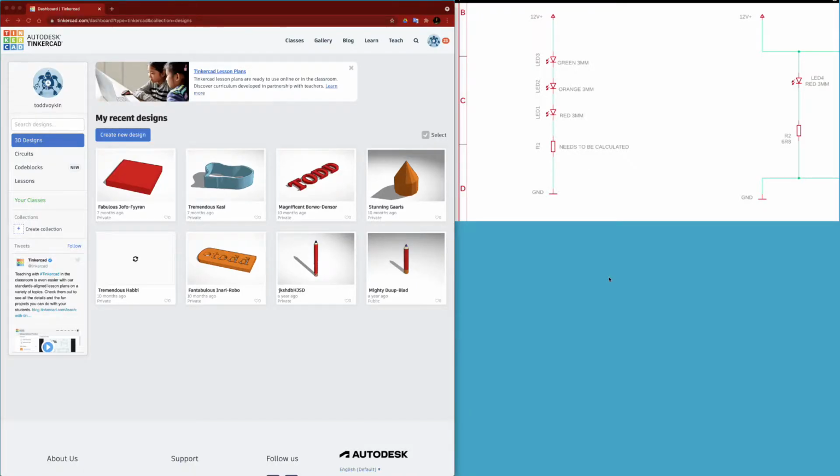Hey everyone, Mr. Voikin here, and we are in the electronics unit, and we're going to take a look at breadboarding. Now in class we will be breadboarding our circuits on an actual breadboard and using actual components and wires and power supplies, but for this demonstration I'm going to be using a cloud-based application made by Autodesk called Tinkercad.